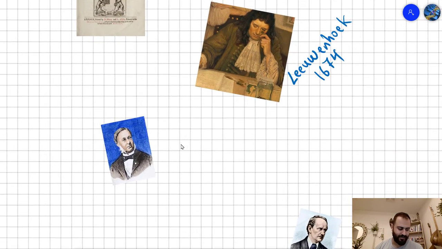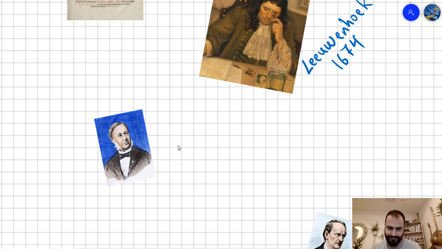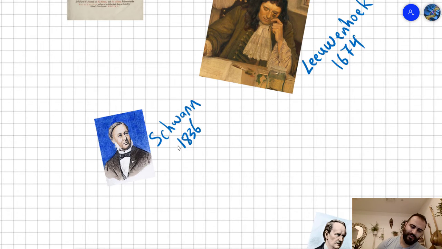Then after that came Theodor Schwann. In 1836, he was a physiologist, and he discovered that all animals are made of cells.